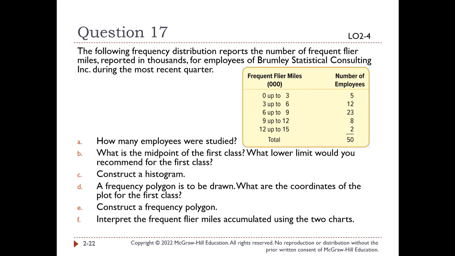What lower limit would you recommend for the first class? Okay, so when they're talking about this, since they're looking at the midpoint and doing a continuous graph, like a frequency polygon, I think they're basically trying to tell you to just use 1,500 miles, 1.5. But if we really look at the way it's stated, 0 would be the recommended lower limit for the first class. That's a little bit odd, the way they have that second part of the question.